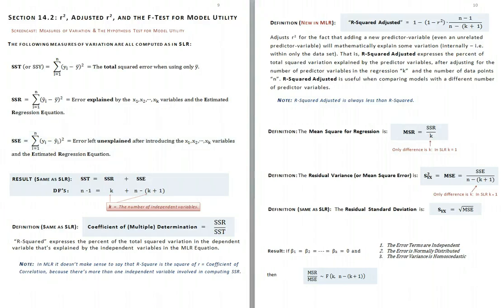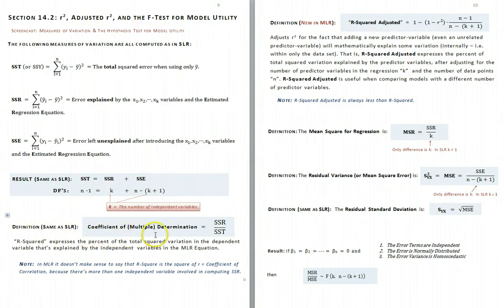It's a general result that SST equals SSR plus SSE. And in fact, the same equality holds for the associated degrees of freedom. n minus 1 associated with SST equals k associated with SSR plus n minus the quantity k plus 1 associated with SSE.